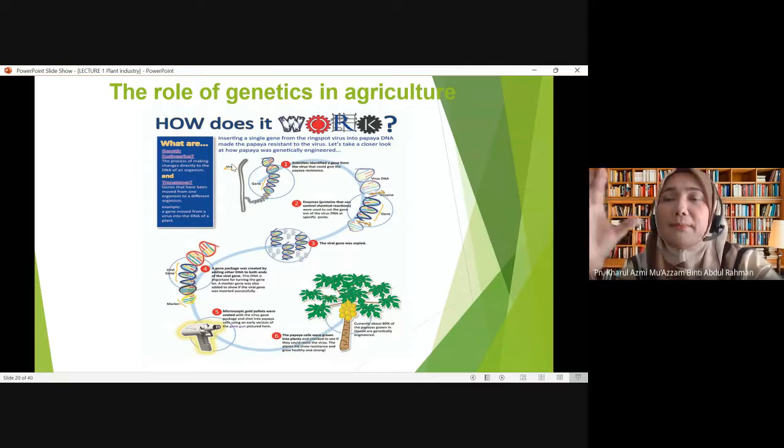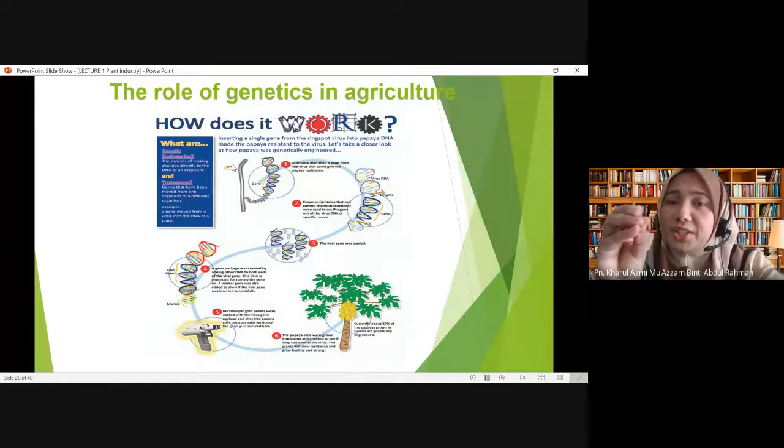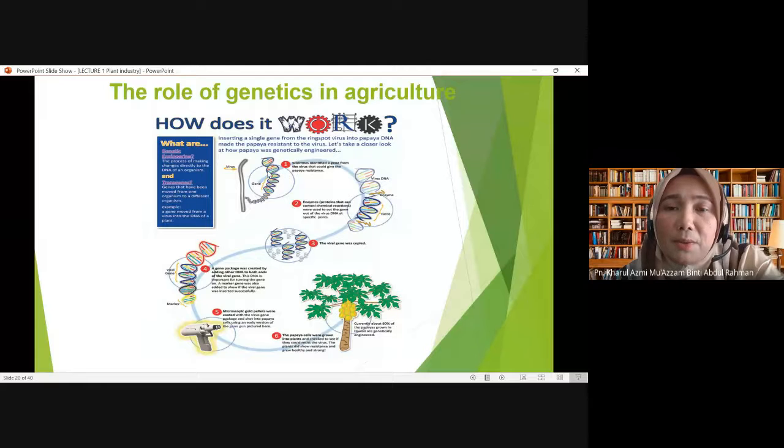Macam virus tu kita akan masukkan ke pokok, so kita letakkan gene yang kita nak, yang desired characteristic, inside the virus, and then kita boleh masukkan ke pokok tu, so dia akan expresskan gene tu dalam pokok tersebut. Okay, enzyme, for example, protein that can control chemical reaction were used to cut the gene out of the virus DNA at specific point. Kita pilihlah kat bahagian mana kita nak masukkan.